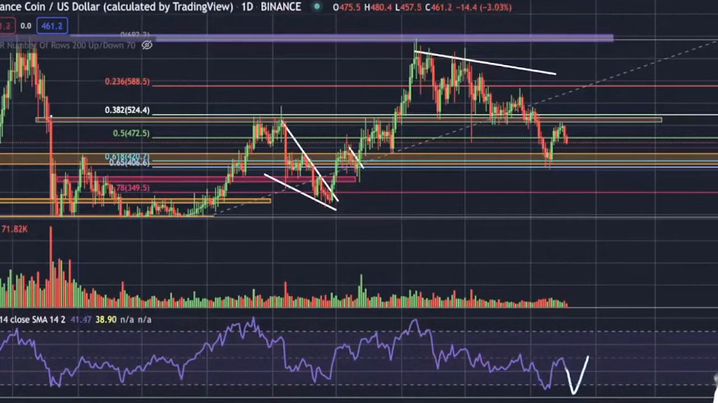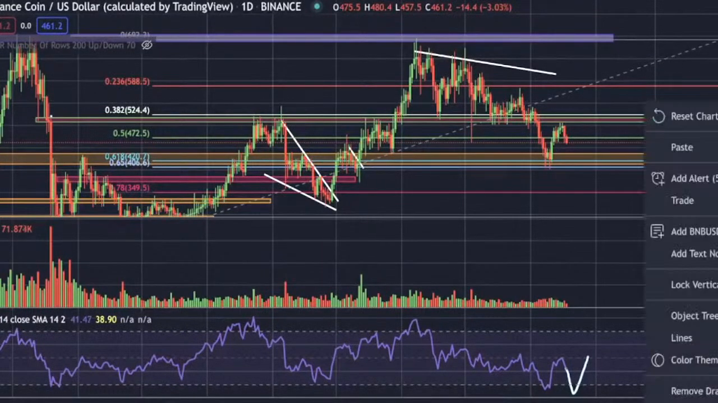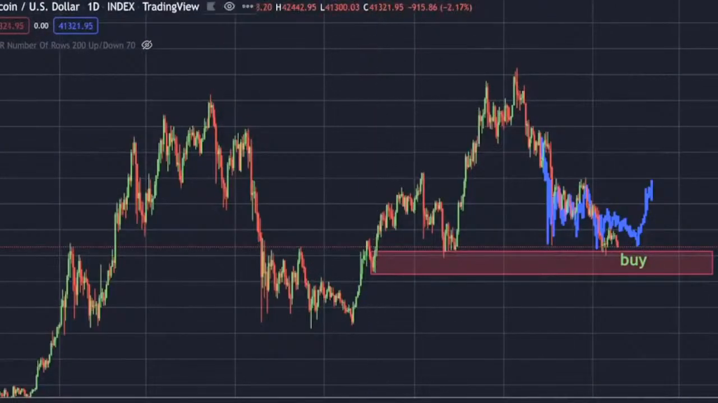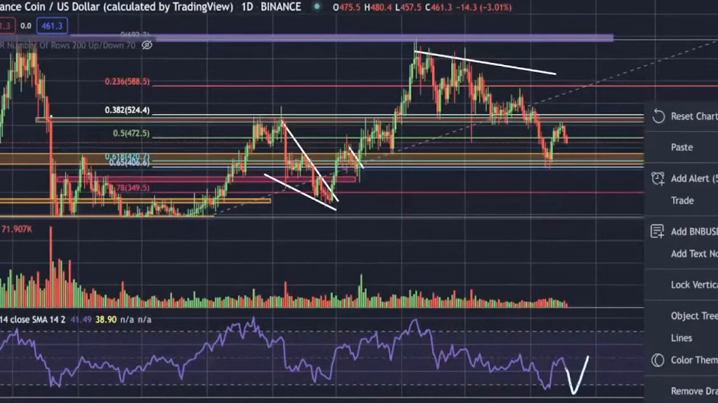Let's take a look at Arthur here saying, looks like Ethereum is going to test September lows. What do you think? Very likely. Almost guaranteed if Bitcoin is going to retest $40,000 and $39,000. Let's take a look at Ethereum here.